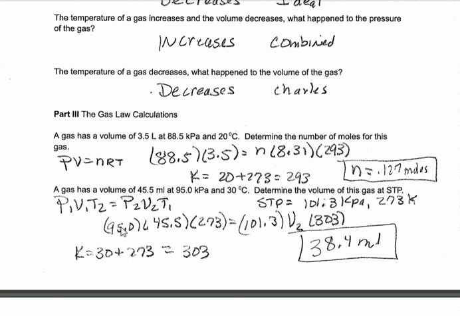Pressure 1, 95. Volume 1, 45.5. Temperature 2, we know is our standard, 273. Equals pressure 2, our standard, 101.3. Volume 2, we don't know. And temperature 1, of course, we have to convert to Kelvin, is 303. And then we just solve for volume 2, 38.4 milliliters.